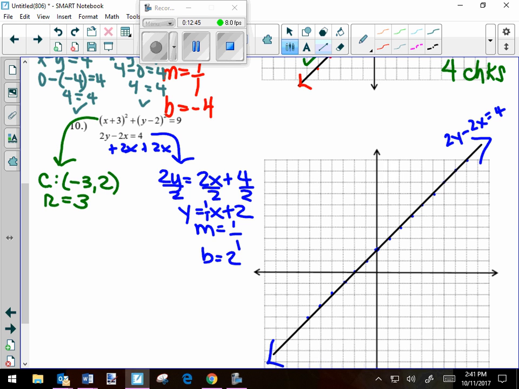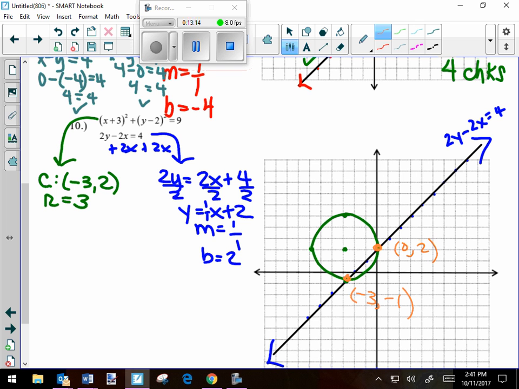I think I forgot to write the equations on the previous one. I should probably go back and do that. I have to graph my circle. Center, negative 3, 2. Radius, 3. Here's my circle. How many points of intersection between the circle and the line? There are 2 of them. That means in this particular case I have 2 solutions. I have one solution here and one solution here. This one 0, 2. This one negative 3, negative 1.